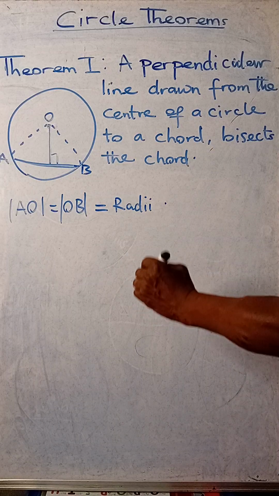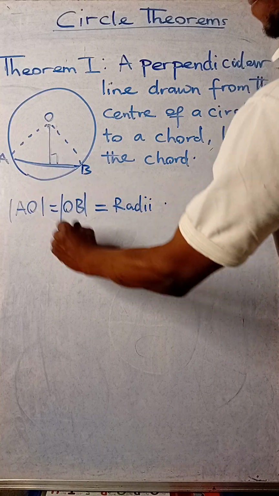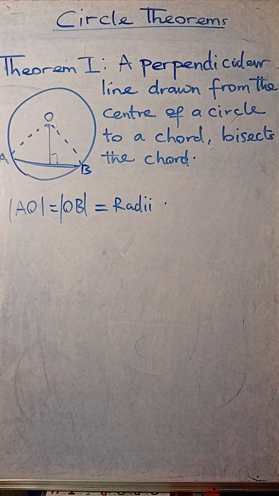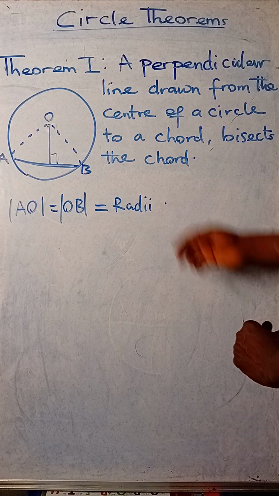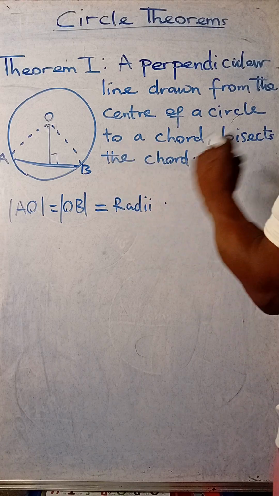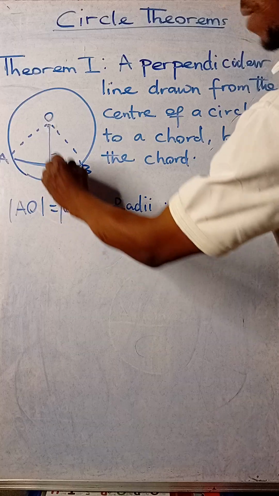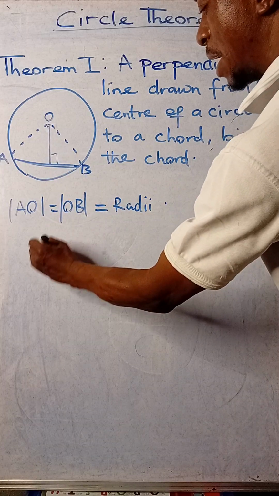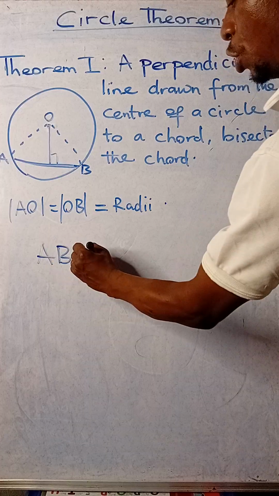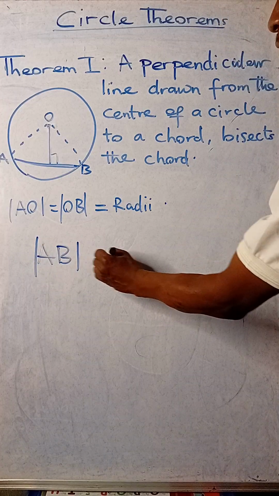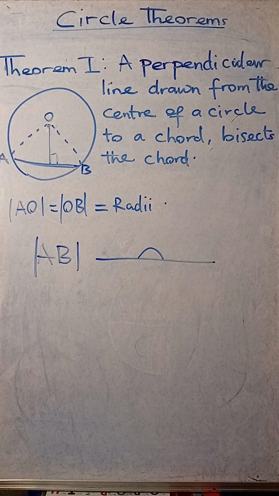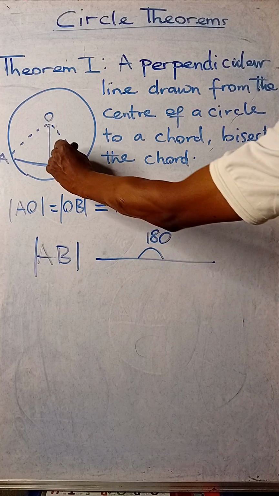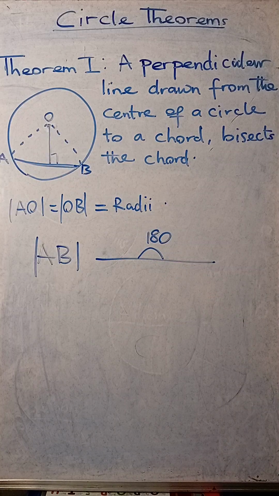So we first of all look at line AO equal to line OB, making them two radii, that is they are equal, it means we have an isosceles triangle. But then we are looking at this. If line AB is a straight line, you have angle 180 at this point, and you have a line bisecting at the middle.